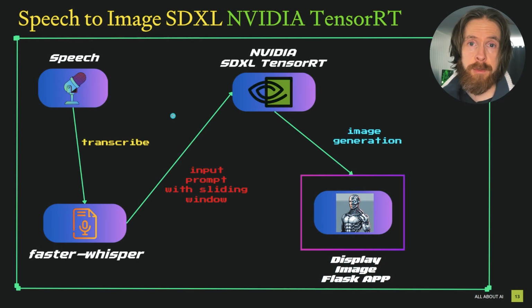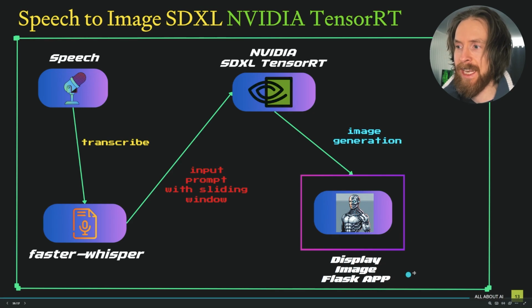Before I show you the demo, let me go through a quick flowchart here. We use speech as an input. This will get transcribed using Faster-whisper. That transcription will be used as the input prompt with a sliding window. I'm going to show you how that works. And that prompt will be fed to the Stable Diffusion that is powered by the Nvidia TensorRT. From that, we will generate an image that will be displayed in a Flask app. Now, let's take a look at the demo.